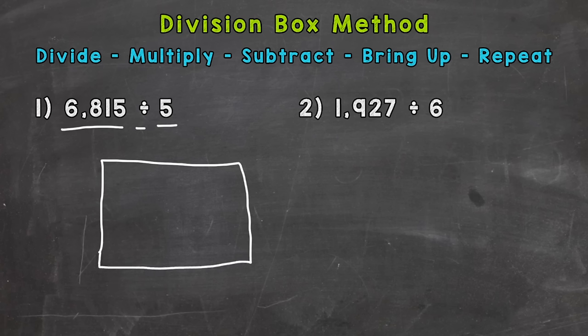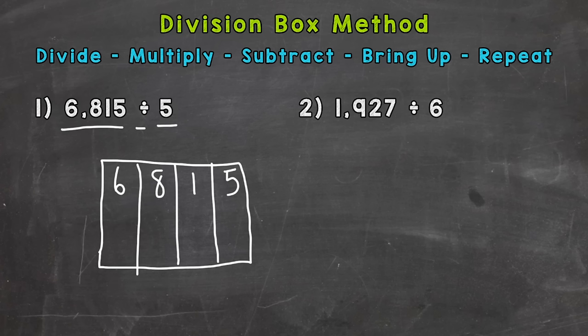Now, the more you do of these, the better you will get as far as spacing and having enough room for everything. So once we have that rectangle or box, we need to split it into 4 sections because 6,815 has 4 digits. So 4 sections here, and we need a digit in each one of those sections. So we'll start with the 6, then the 8, then the 1, and then the 5.